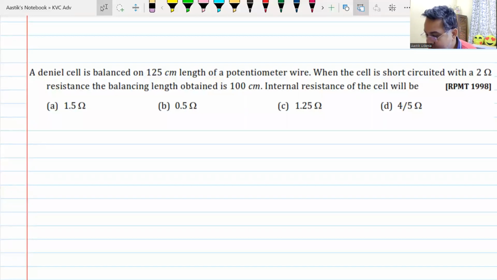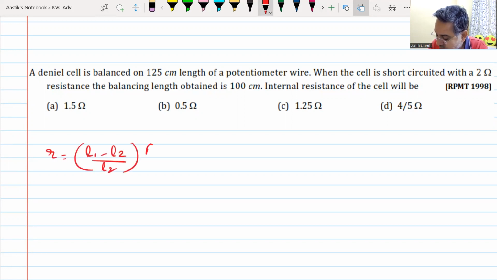Option B, 0.5 ohms is correct. You just have to put the formula r equal to (L1 minus L2) divided by L2 multiplied by R. When you put the values correctly, I think you will end up with the answer 0.5 ohms. Do we understand this? Yes, sir.